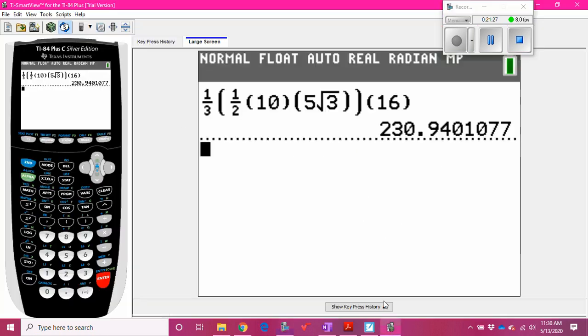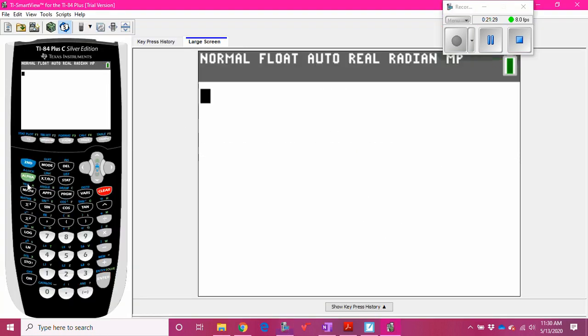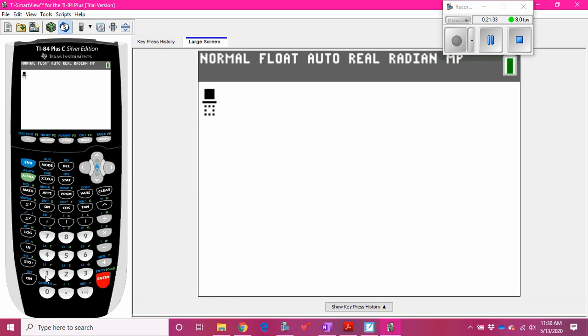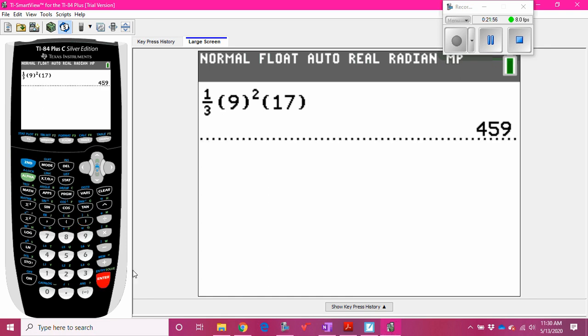Let's look at our calculator again, just so we're all clear. Okay, so we have the fraction, like that one. So we have 1/3, just use parentheses, times 9, close parentheses, and square that. Make sure you always put your exponent on the outside of the parentheses. Okay, and then times 17, I think that was our number. Okay, and click enter. So you get 459.